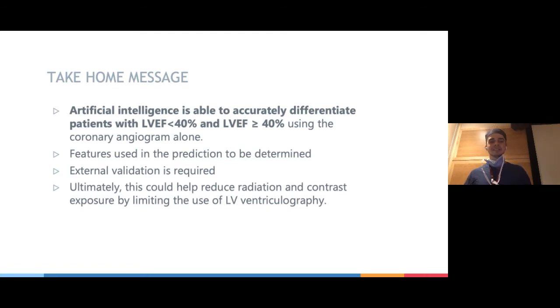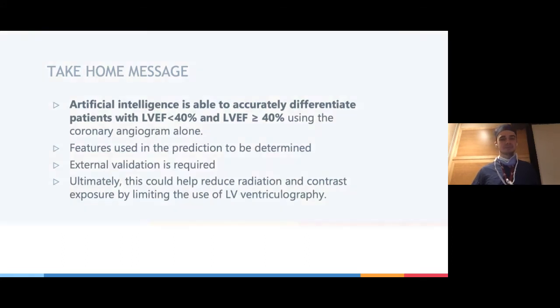We still don't know exactly what features it's using in the video to predict the ejection fraction, and this is part of the pursued research, and it also requires external validation because this was developed in a single center for now. So we're hoping to validate it here. And then ultimately, my hope is that this could reduce radiation and contrast exposure by limiting the use of LV ventriculography only to patients that have a low EF based on the coronary angiography alone.